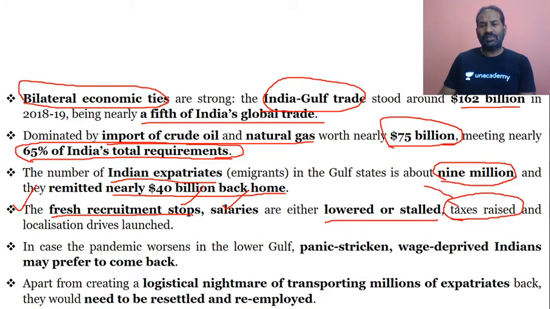So when they pay the taxes there, definitely their savings reduce. When their savings reduce, the remittances which they send back to their respective families in India will also be reduced. When it is reduced, that means the contribution to India's economy and to the foreign exchange reserves is also reduced. So the economy of India is also affected. That is the first negative point which India will face.